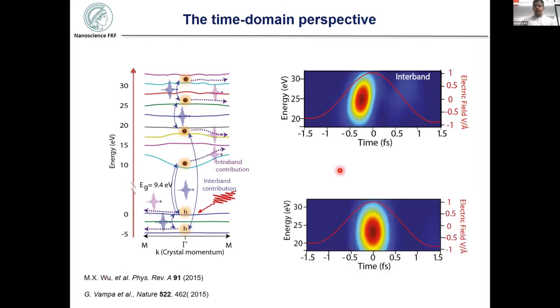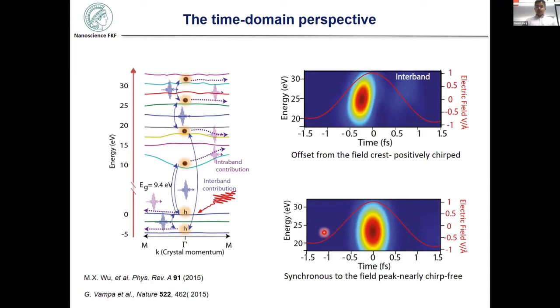And if you look at the time frequency analysis for the intraband contribution, you will see that all the high harmonics are released all at once. So this is a concurrent emission of high harmonics, and also the synchronization of the harmonic emission with respect to the peak of the field. Here you see they are offset with respect to the field in the case of the interband contribution. However, in the case of the intraband contribution, it is perfectly synchronous to the field.